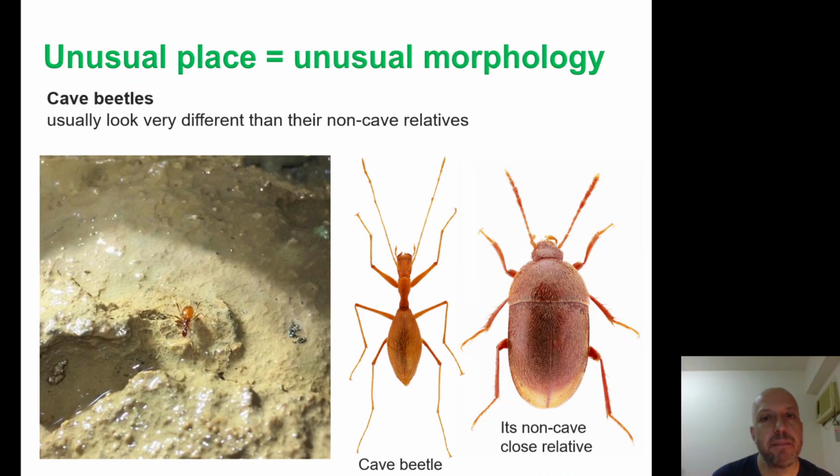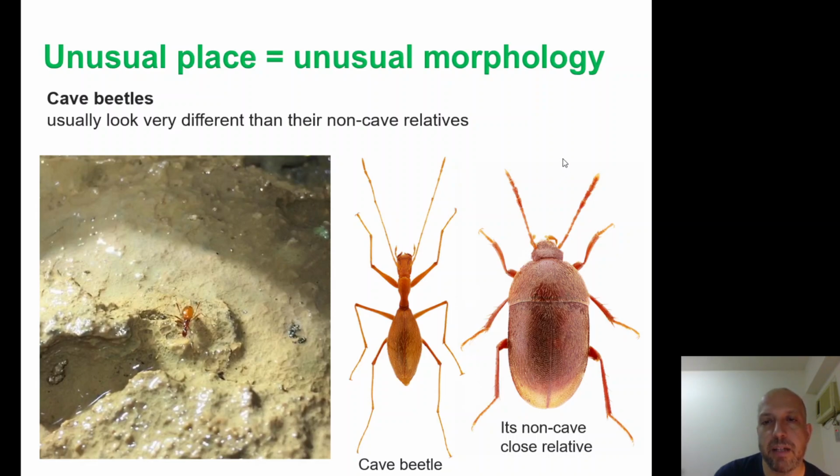Another thing is that you can be living in a very unusual environment, right? So one of the very unusual environments can be a cave. Cave beetles are usually looking very weird, even though they are actually quite closely related to normal beetles living on the ground. So here you have an example, this beetle, which is the cave beetle, which you can find in Europe. It's this one, the long leg one. Its closest relative living outside of the cave is actually looking this way, right?